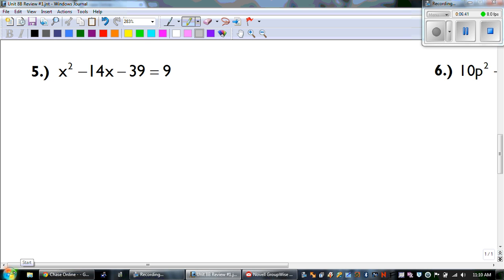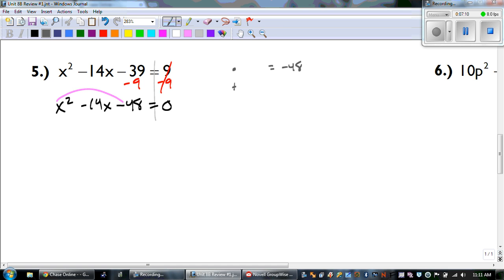All right, number 5. So the first thing that we want to do is set it equal to 0. So I'm going to subtract the 9 to the other side. And we get x squared minus 14x minus 48 equals 0. So I need to ask myself, is there a GCF? No. So what numbers multiply to get to negative 48 and add to get to negative 14?